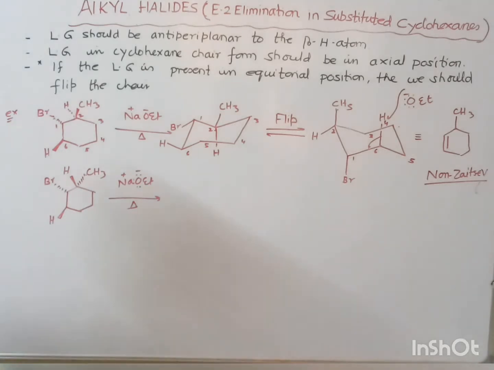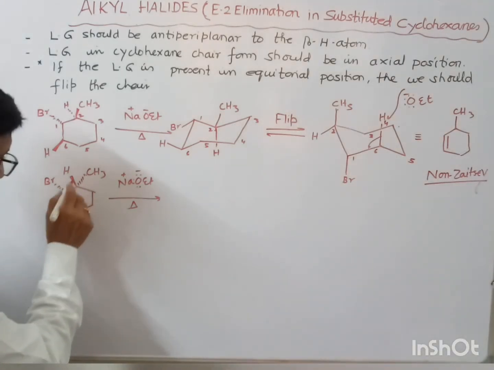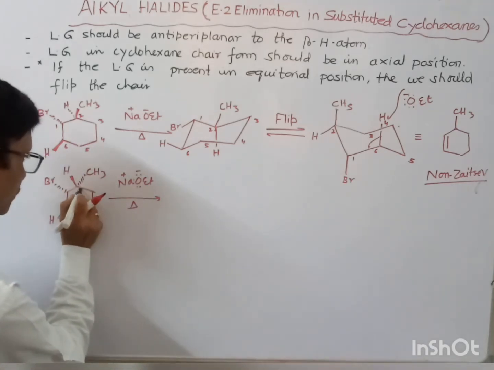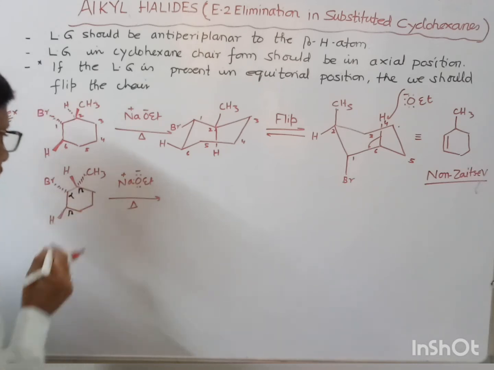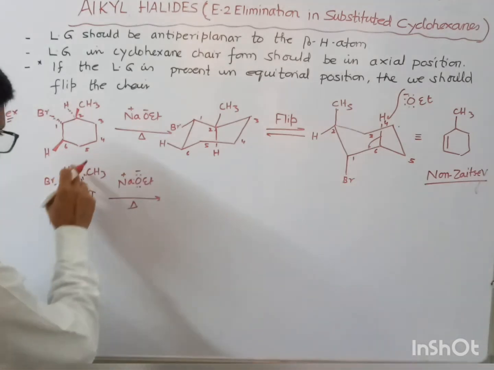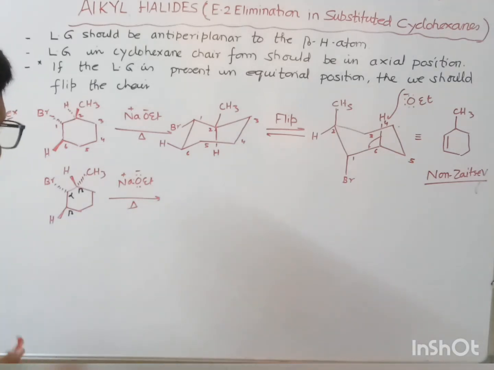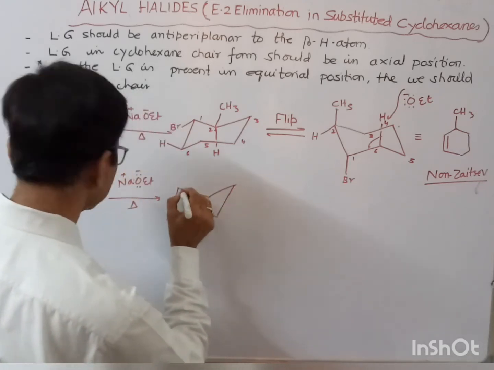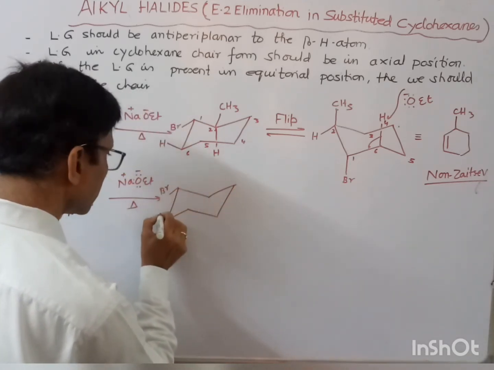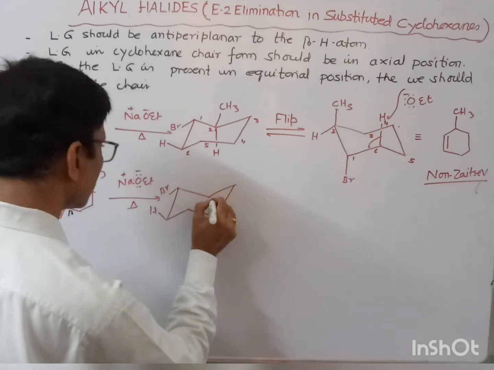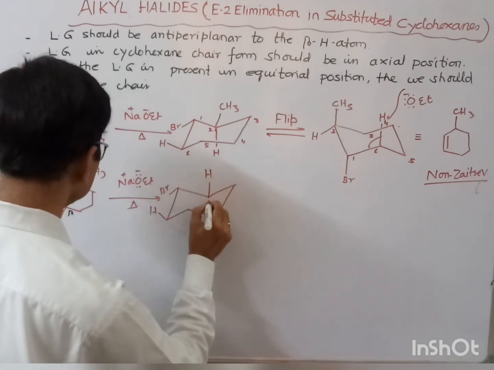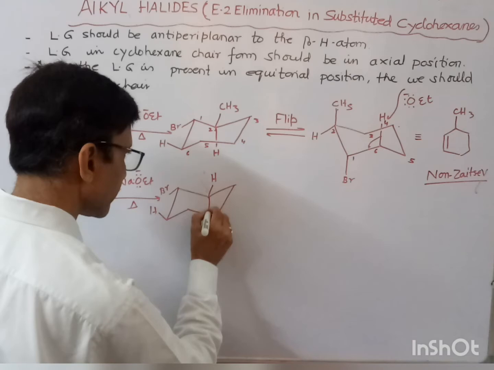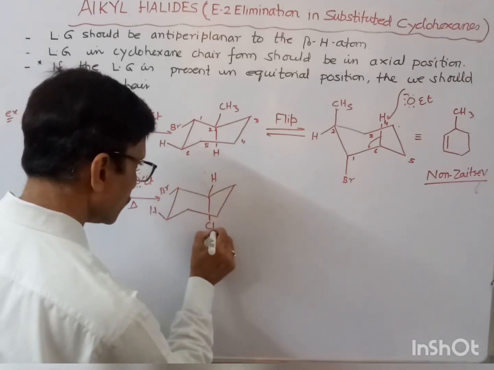No doubt both these hydrogens are anti to each other. If this is our beta H, and this is also beta H, and this is the alpha carbon, then both hydrogens can be removed because both are anti. But better, first we should write it in a chair form. Here this is the bromine atom, this is above, and this is our hydrogen. Sorry, this is our hydrogen and the CH3 is below, like this.